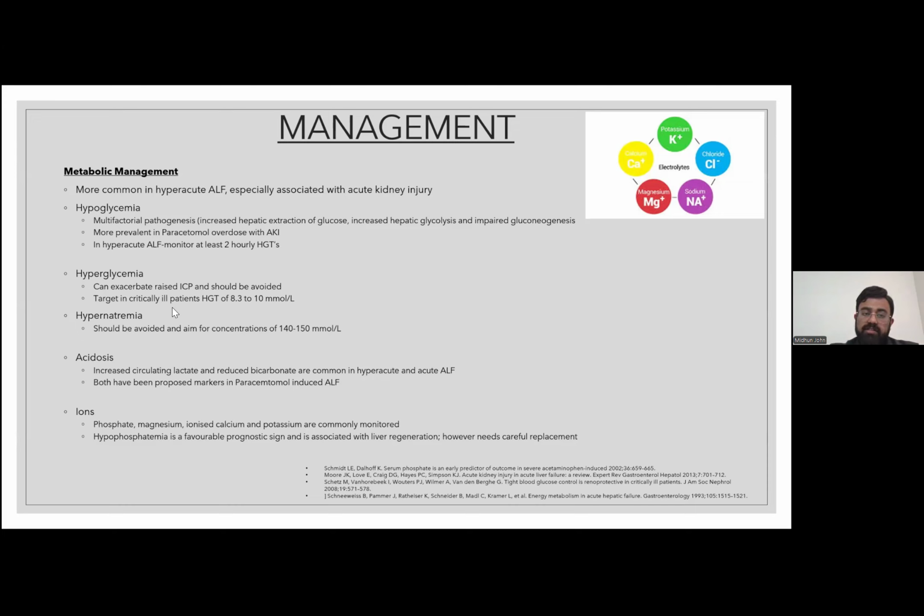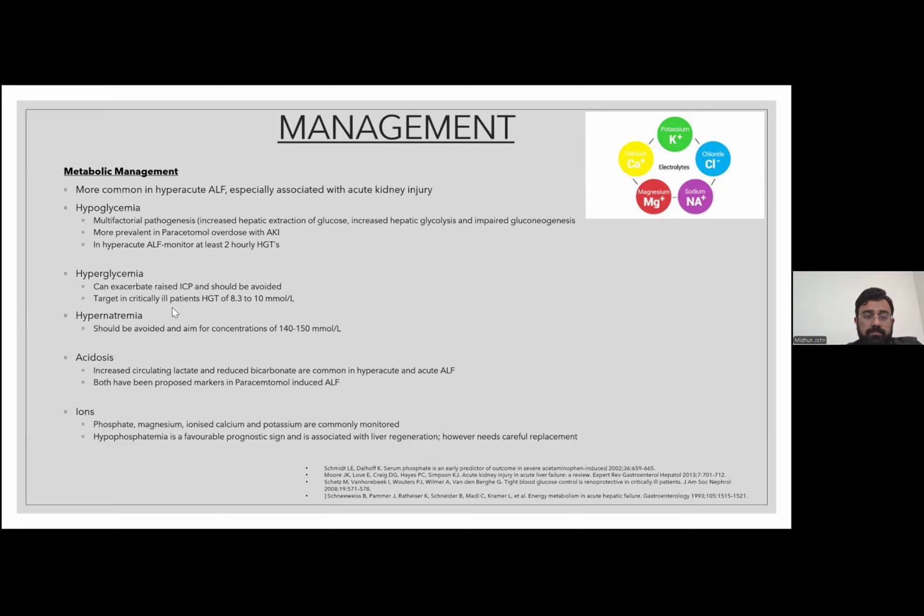So targeting an HCT of 8.3 to 10 millimoles per liter in these critically ill patients is quite important and recommended. Hypernatremia should be avoided, and so we must aim for sodiums between 140 and 150 millimoles per liter. Acidosis, as you can imagine, with the lactate and reduced bicarbonate, is quite common in these patients with acute liver failure as well as hyperacute.